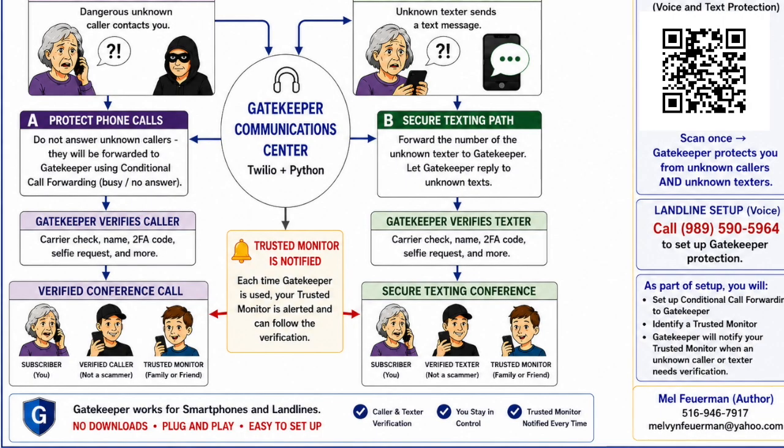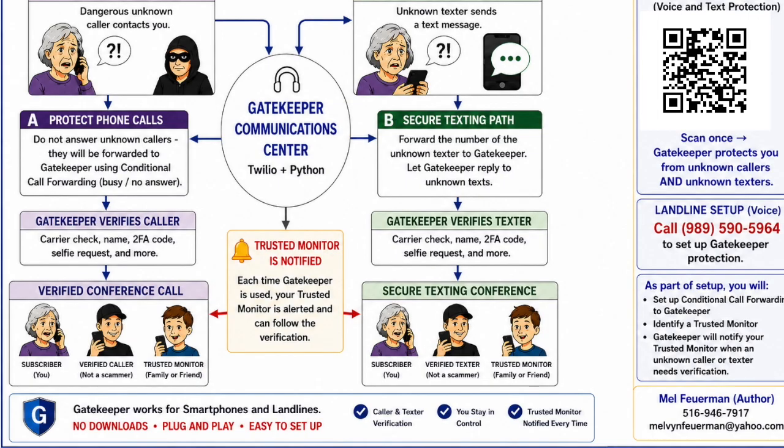For landlines, it's a little different since you can't text a code. Instead, the unknown caller might have to confirm their name verbally or go through an automated prompt. Once verified, Gatekeeper still notifies the trusted monitor, and then a three-way voice conference can happen. Just like with a mobile phone, but all via voice calls.